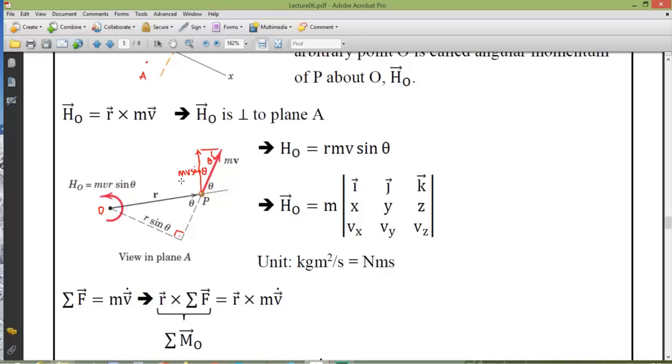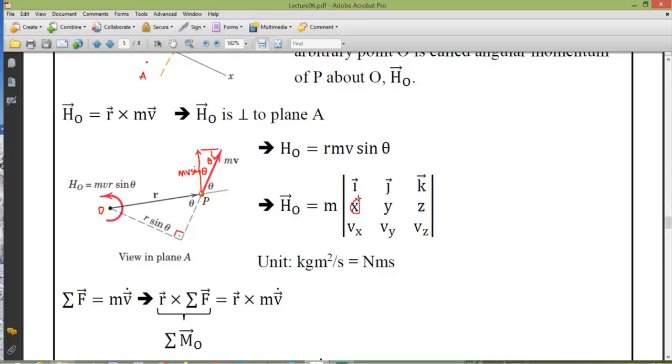To see this writing, but anyways, you get the same result, either r times mv sine theta or r sine theta times mv. It's going to result in the same angular momentum calculation. If you need to work with the notion of these vectors, this is the cross product operation.